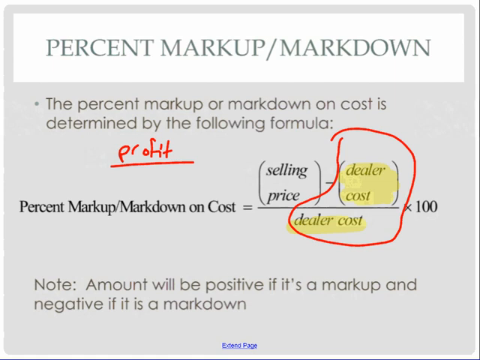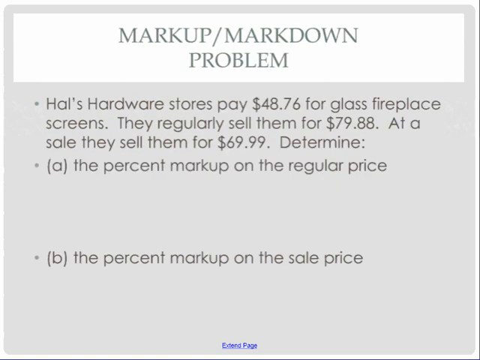All right. Let's take a look at something here. Howell's Hardware store pays $48.76 for some glass fireplace screens. They sell them for $79.88. Ooh, that's a nice little markup, right? If he could sell a whole bunch of those, he's making like $30 per screen. On sale, they sell them for $69.99 though. Determine the percent markup on the regular price. Ooh, the regular price. That's the one I have underlined right here.